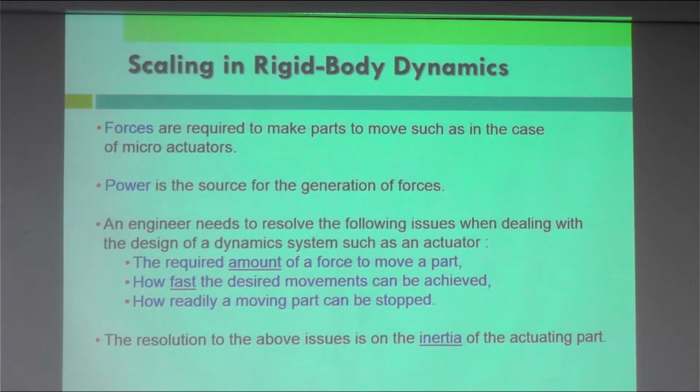Then, how fast the desired movement can be achieved. This might be the frequency or the resonance of the system, and how readily a moving part can be stopped. This will change when you have a different mass. For example, how fast you can achieve it: if it becomes smaller, then a higher frequency is possible, rather than at the larger scale where you need more torque. The resolution to the above issue is the inertia of the actuating part.